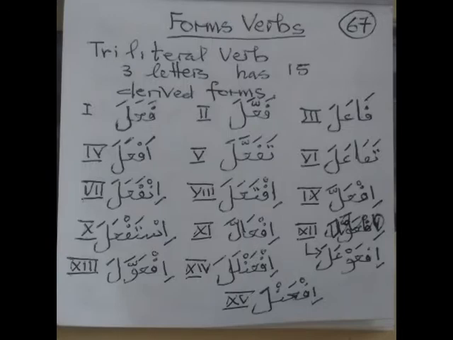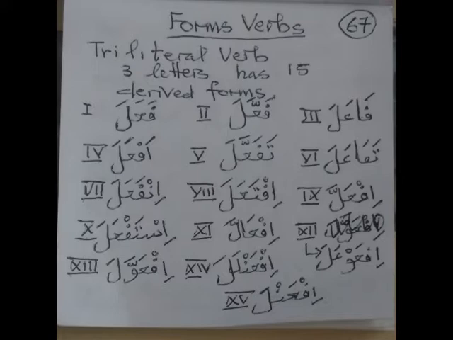On page 67, now we will try to explain forms of verbs. Now we have to pay very careful attention to what we mean here. Three-letter verbs. By three letters we mean it like at number one, the Roman number one, there you have fa, ain, lam. That means you have a fa and an ain and a lam. You have three letters. So that's the first form of the verb.